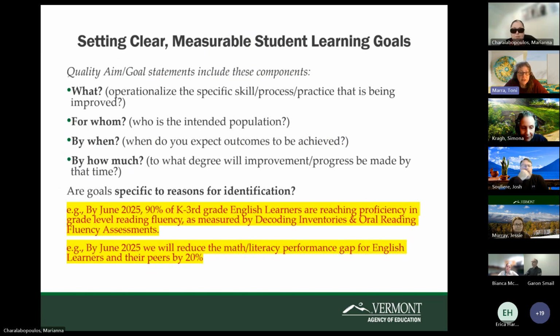So recall that setting clear, measurable student learning goals entails 4 basic criteria: the what, for whom, by when, and by how much. The what component operationalizes the specific skills, processes, and practices that are being improved. The for whom component identifies the intended population for whom the goal is set. The by when component identifies when you expect outcomes to be achieved. And the by how much component indicates the degree of improvement you expect will be made by that time. So in this case, the highlighted examples show specific goals related to the data findings for English learners. Next slide.